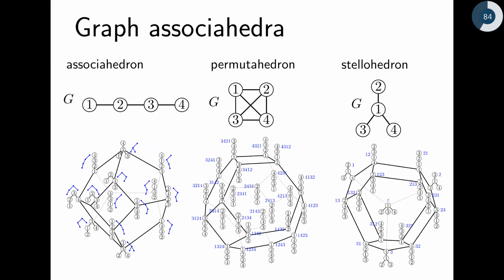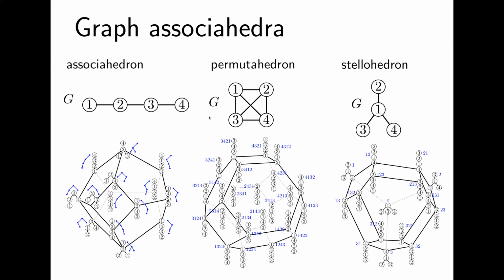So here are some examples. If your graph G is a path, you get the associahedron. Here you see a concrete realization in 3D projected to 2D. At the vertices, you see the elimination trees in black, and you see the corresponding binary trees in blue. So this is precisely the flip graph of binary trees under tree rotations.